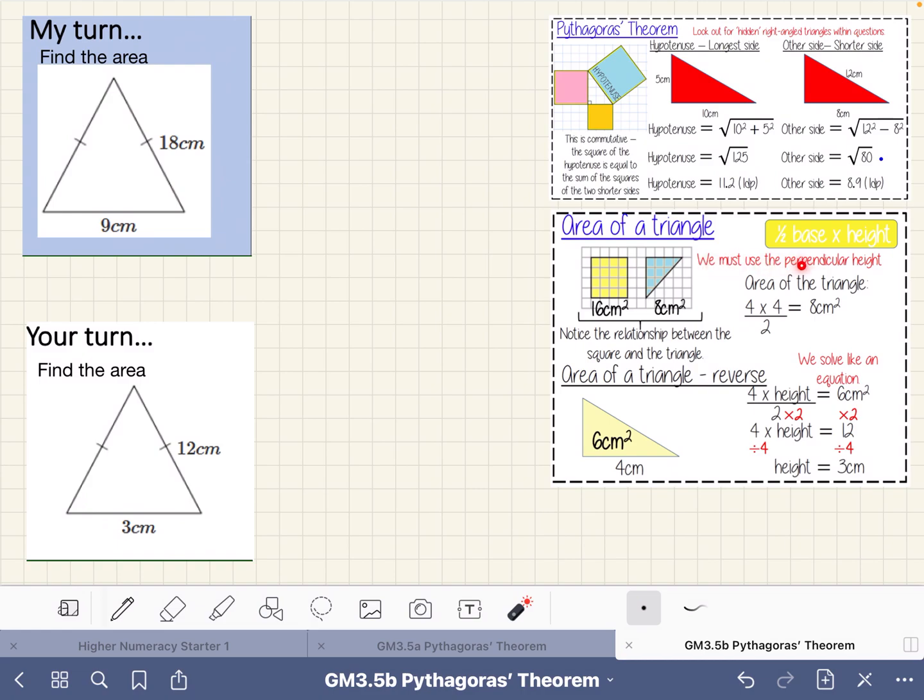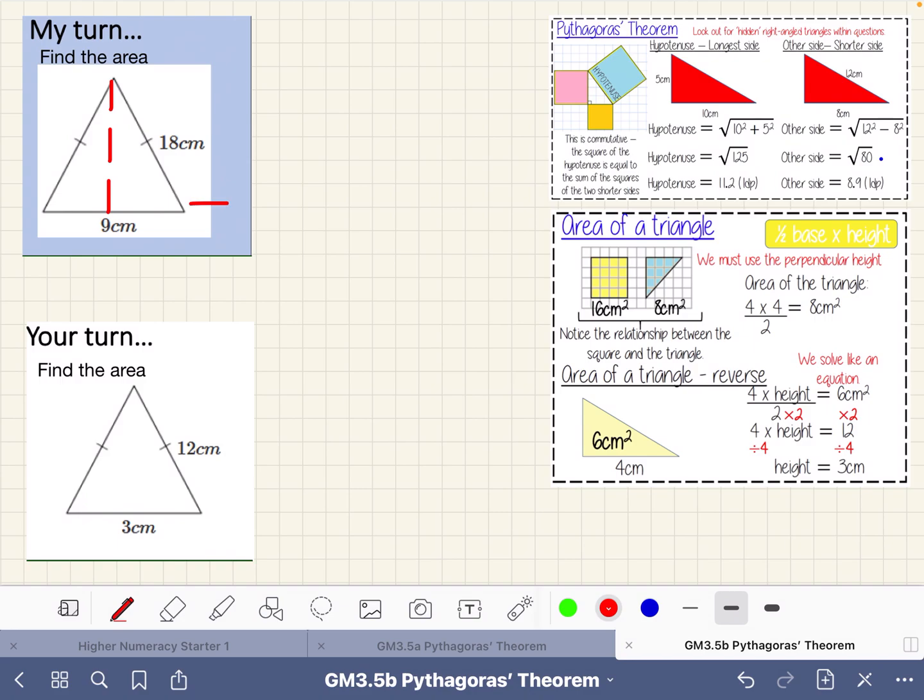We must use the perpendicular height to be able to calculate the area of a triangle. In this triangle here, we have not got a perpendicular height. The perpendicular height forms a right angle with the base. That means, to do this question, you need to identify this height there.